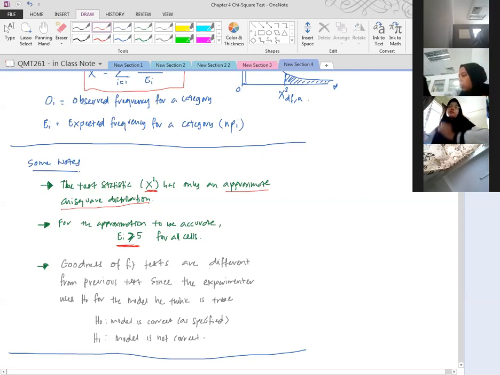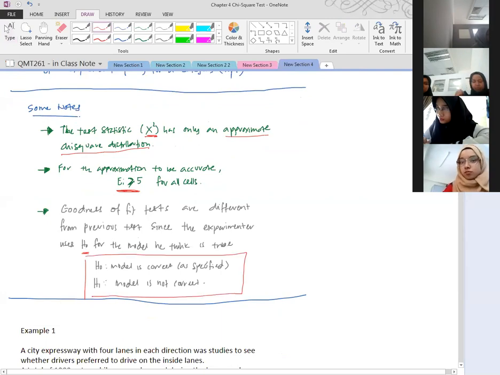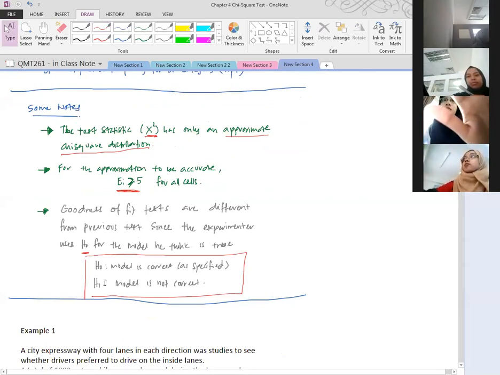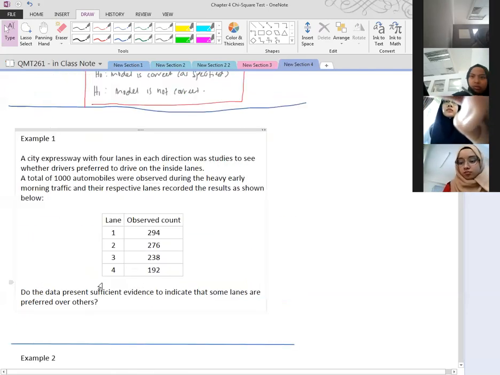So the goodness of fit tests are different from the previous tests, since the experimenter used the null hypothesis for the model that he thinks is true. The hypothesis statement is that the null hypothesis says the model is correct, and the alternative hypothesis says the model is not correct. Now, to understand further how to apply the goodness of fit test, look at example number 1.